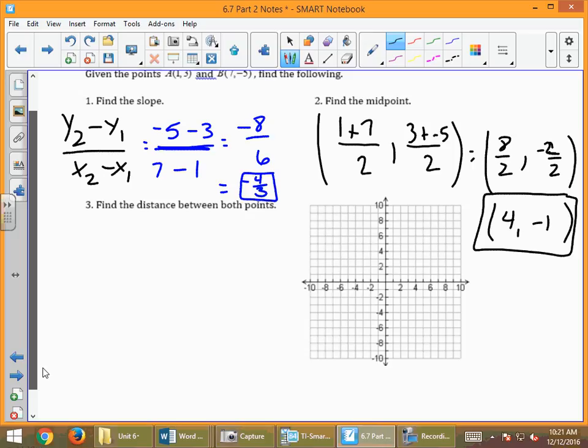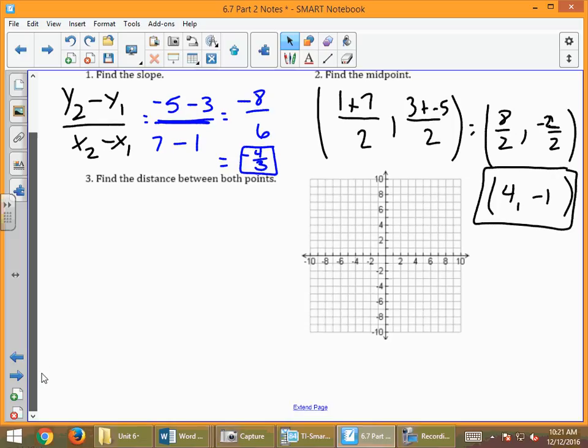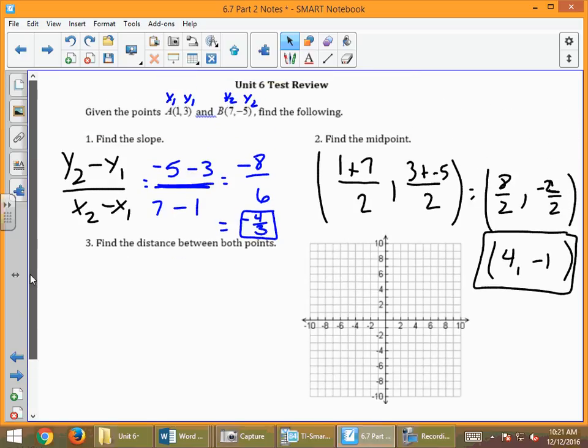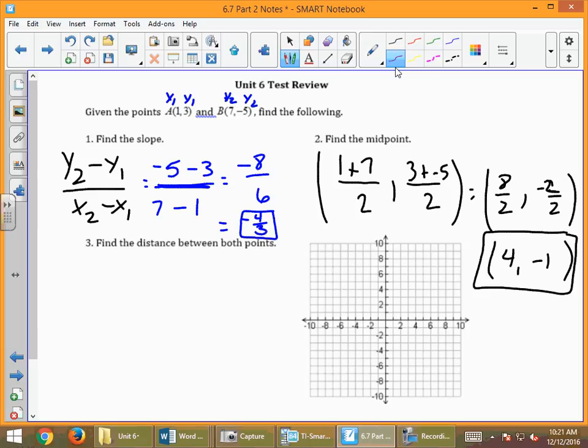Right. For 3, we need to find the distance. Now, if you prefer the distance formula, you have it memorized, you like it, go for it on this type of question. We're going to use the Pythagorean theorem, though, because you aren't given the distance formula, so you have to have it memorized. So, Pythagorean theorem, you're good. So go ahead, plot your points: 1, 3, and 7, -5.